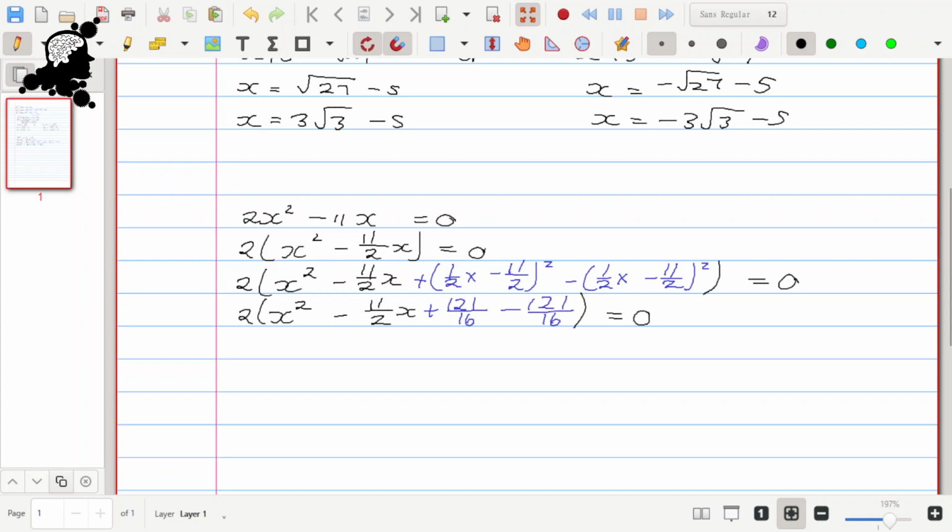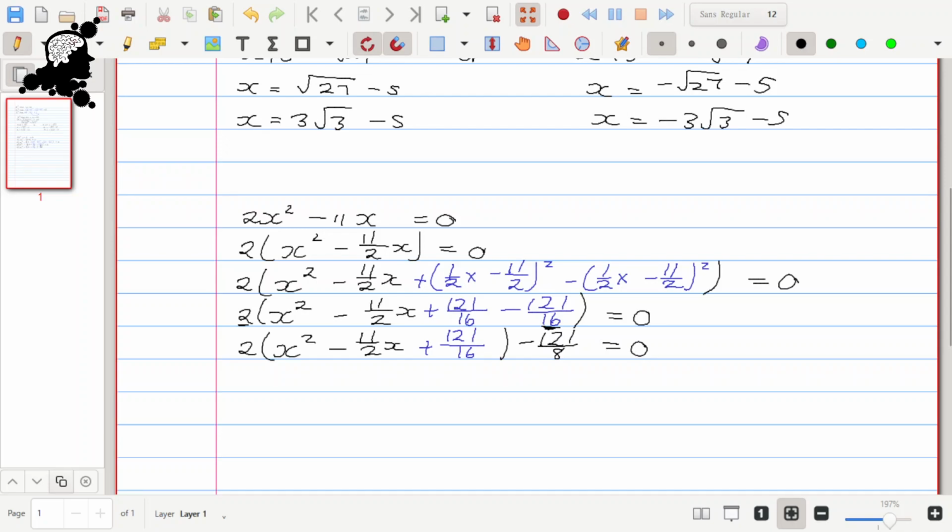Now we said we want to remain with a trinomial, so we need to do away with this term. In other words, we need to kick it out of the bracket. To do so, we need to multiply this term by the 2 that we took out as a common factor. So we have 2 into x squared minus 11 over 2x. And then this is going to be positive 121 over 16. Now to take out this negative 121 over 16, we multiply it by 2. 2 times negative 121 over 16, that's going to give me negative 121 over 8. And this is equal to 0.